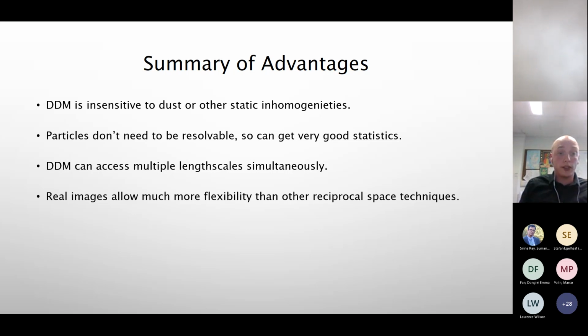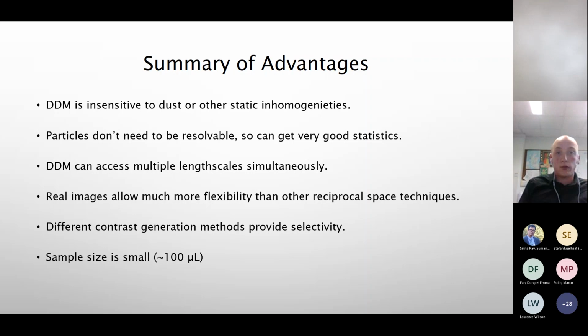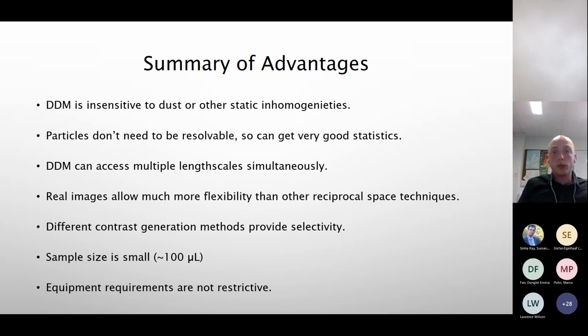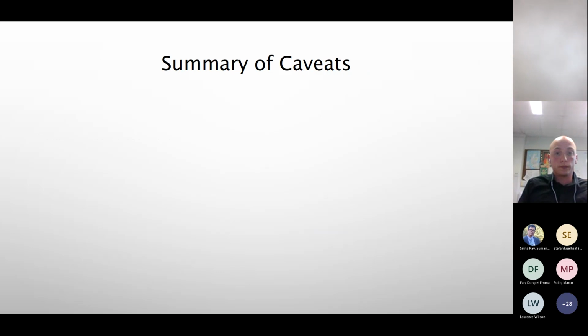And I've also shown that you can get these real images that allow more flexibility than your other reciprocal space techniques. You can use all of the different methods you've got in a microscope to select what you look at. And the sample size you actually need for a DDM experiment is tiny. You're normally talking 100 microliters. So in other words, if you've got 100 grams you're sending somewhere, you can fit a lot more samples in a DDM experiment than you could with a typical large gathering setup or definitely macroscopic rheology. All of this is done on a very general piece of equipment, which still works in every other way a microscope would. You don't need to modify your microscope for it to work with DDM.